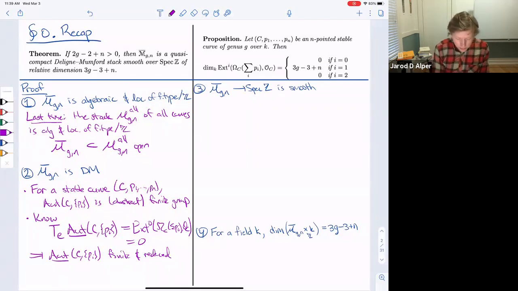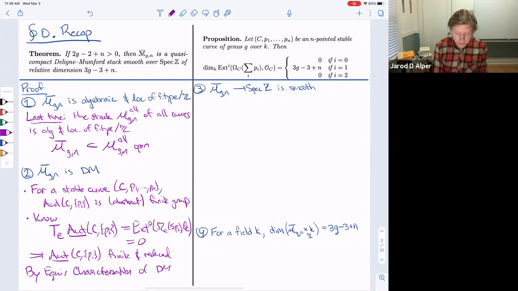And then this was the crucial ingredient in the equivalent characterization of Deligne-Mumford stacks. So by the equivalent characterization of Deligne-Mumford stacks, we conclude that M_{g,n} bar is DM.